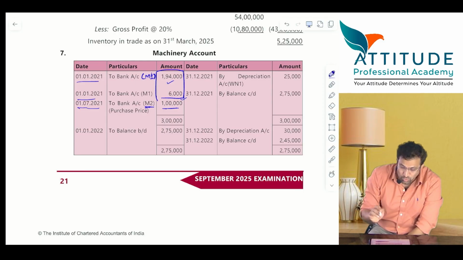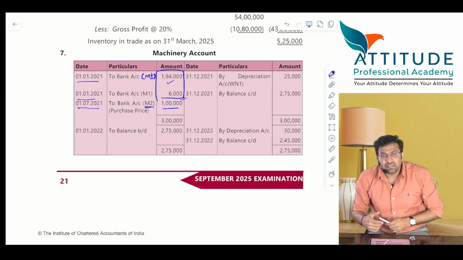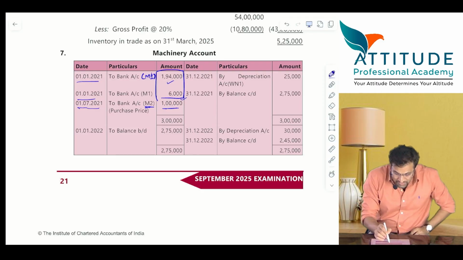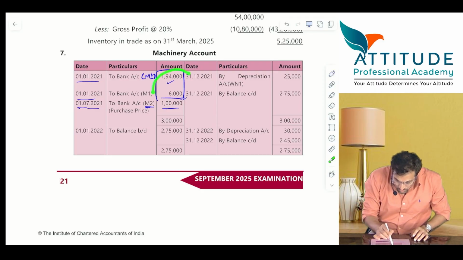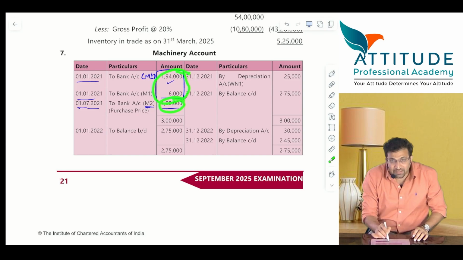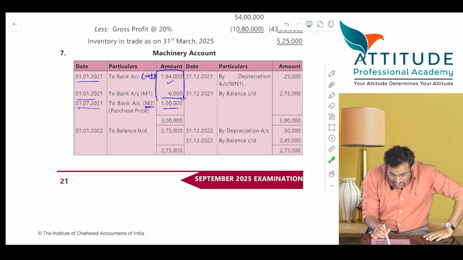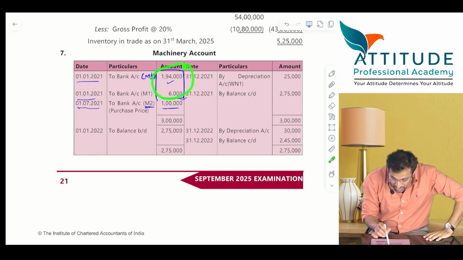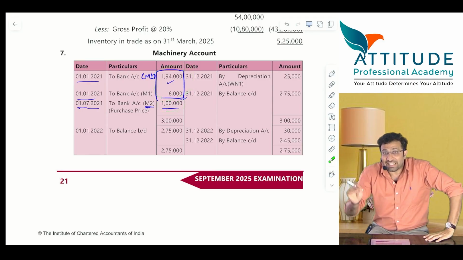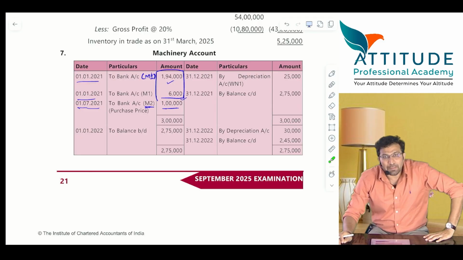Now, on these 2 machineries, you have to apply depreciation. Take a calculator. On this 2 lakhs and on this 1 lakh, total 3 lakhs, you have to charge depreciation. But depreciation on 2 lakhs will be for 1 full year. On this 1 lakh will be for 6 months. And that too on original cost at the rate of 10%.